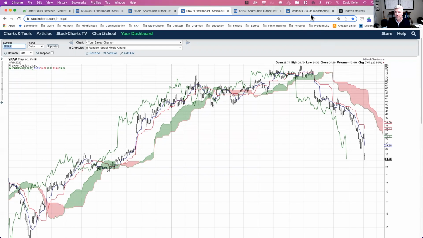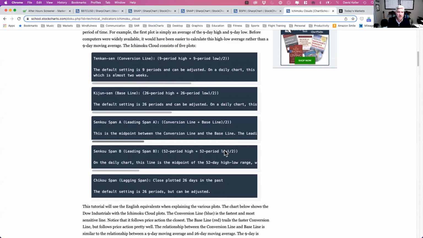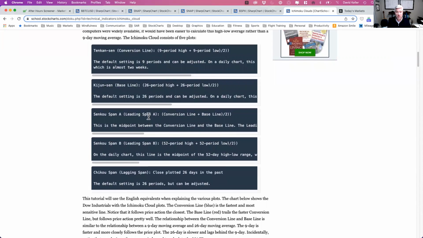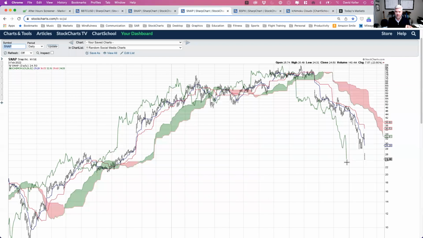Then you have the cloud, and the way the cloud is actually calculated is using the conversion line and the baseline. So it has 2 leading spans. Leading span A is basically the midpoint between the conversion line and the baseline plotted 26 days in the future. Leading span B is the midpoint for the last 52 periods, or 52 days, plotted 26 days in the future. And that's how you basically take the current price action, calculate these conversion and baselines based on the recent price history, and then use those to calculate the forward-looking cloud.